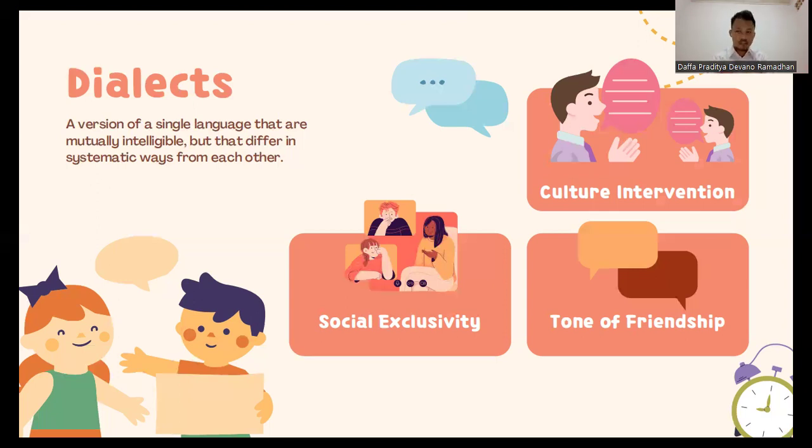And then tone of friendship. So dialects also showcase the tone of friendship. For example, if Indian people are living abroad and they have these strong dialects, and then they meet other Indians that also have the dialects of Indian English, it makes them feel connected in a very short time.